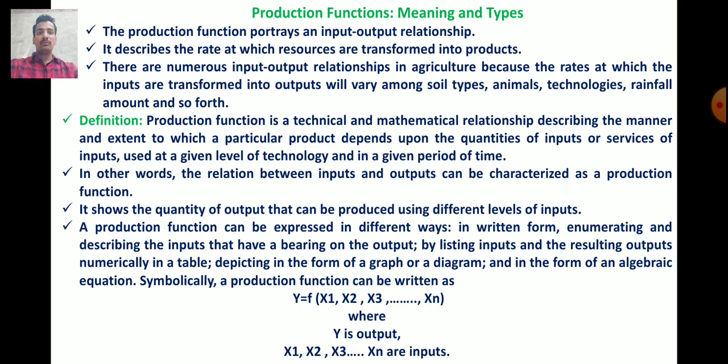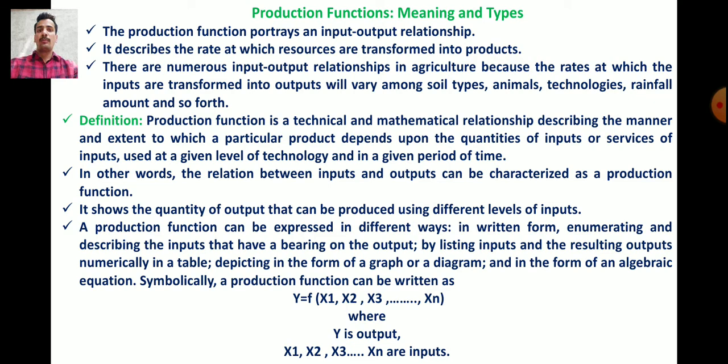Now the next topic is the production function. What is meant by production function and what are the types of production function? Production function shows an input output relationship. Keep in mind, production function indicates the input output relationship. It describes the rate at which resources are transformed into the products.